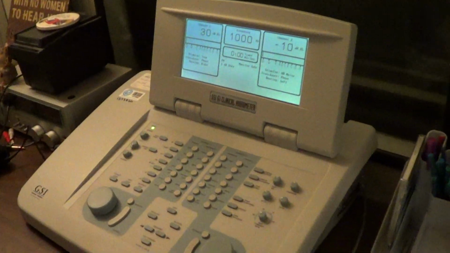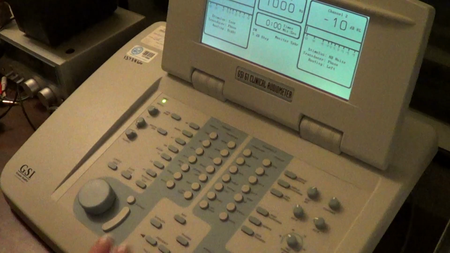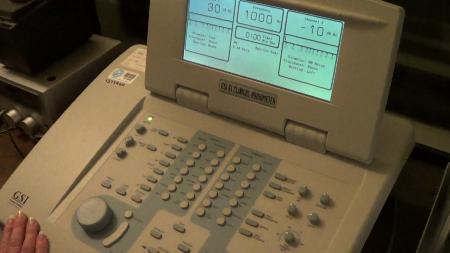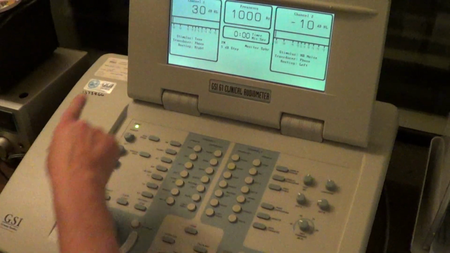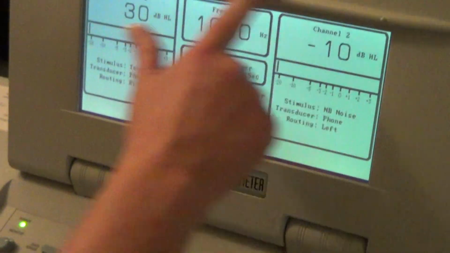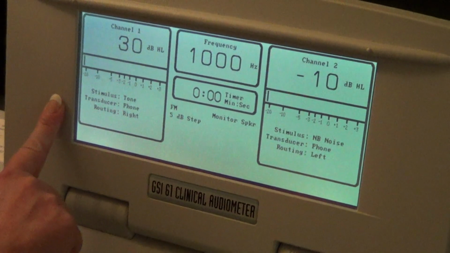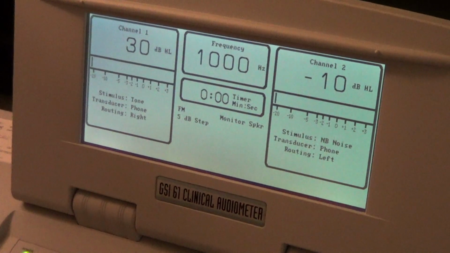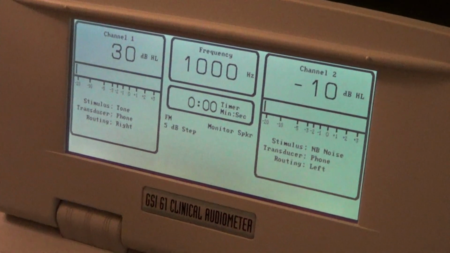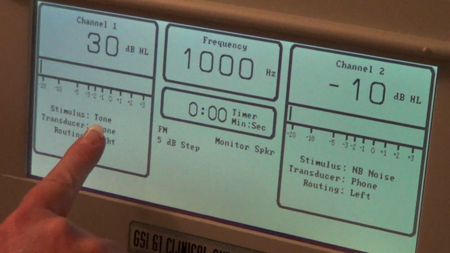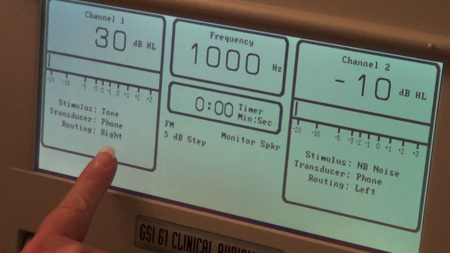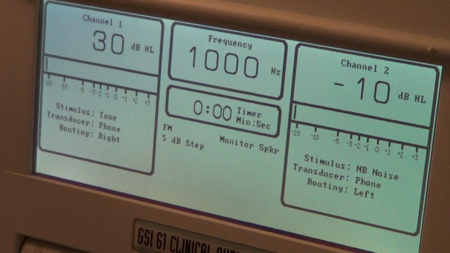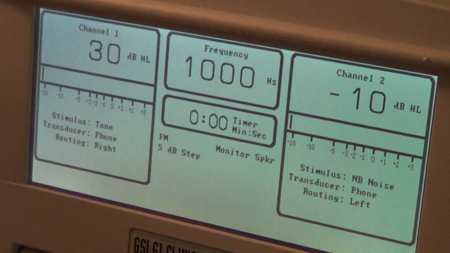Okay, today we're going to go over a little bit on doing the threshold testing. This is the actual audiometer that we use here in the clinic. If you'll notice, this is the part that the audiologist would see. And it's set up right now at 30 dBHL, 1000 hertz. Okay. We're presenting a tone through the headphones in the right ear. And it says FM because that is the warble tone that we're going to use.